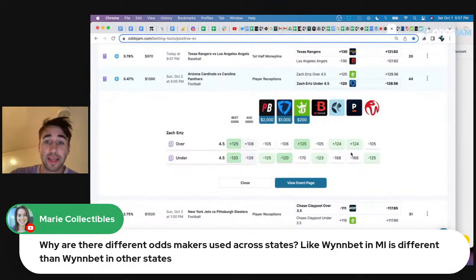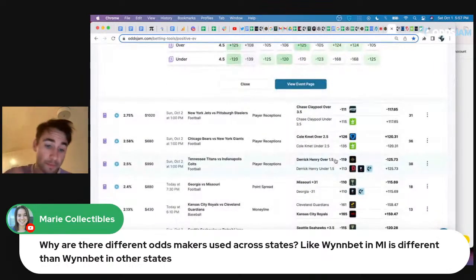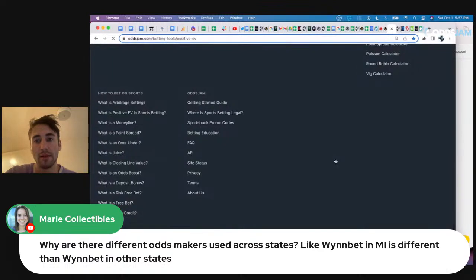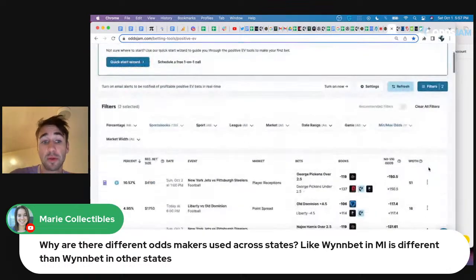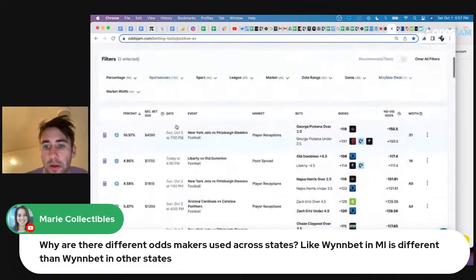Looks like this line is getting thrown off, right? Some sportsbooks have the under at minus 120, some at minus 170. Pinnacle and DraftKings just moved to like minus 170. So pretty big line movement, line discrepancy, whatever you want to call it, right there.